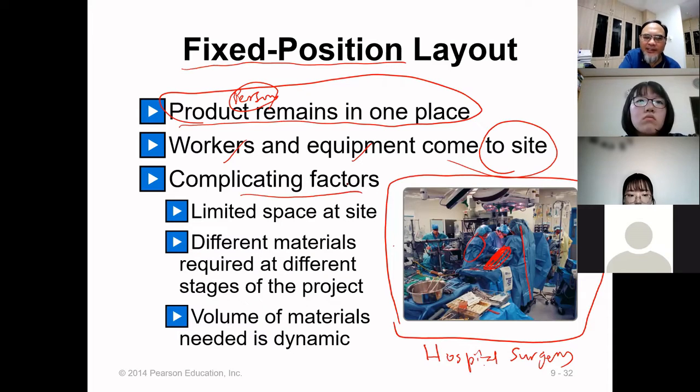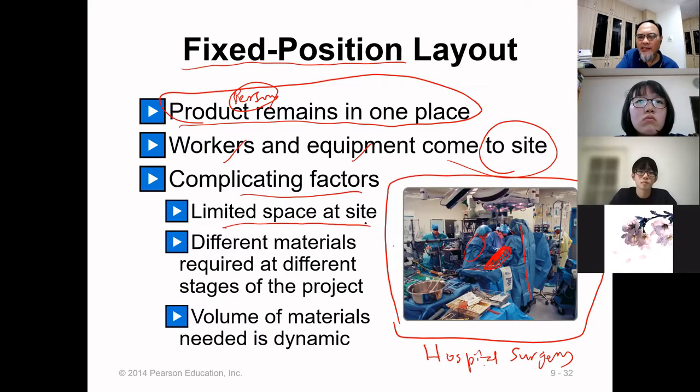So the complicating factor is limited space at the site. Normally, when you talk about fixed position, there is only limited space, but you need to bring all the materials. There are different materials at different stages of the project, so you need to bring different materials or assemblies throughout the stages. And the volume of materials is changing. It's dynamic. Sometimes you need more, sometimes less, sometimes big material.